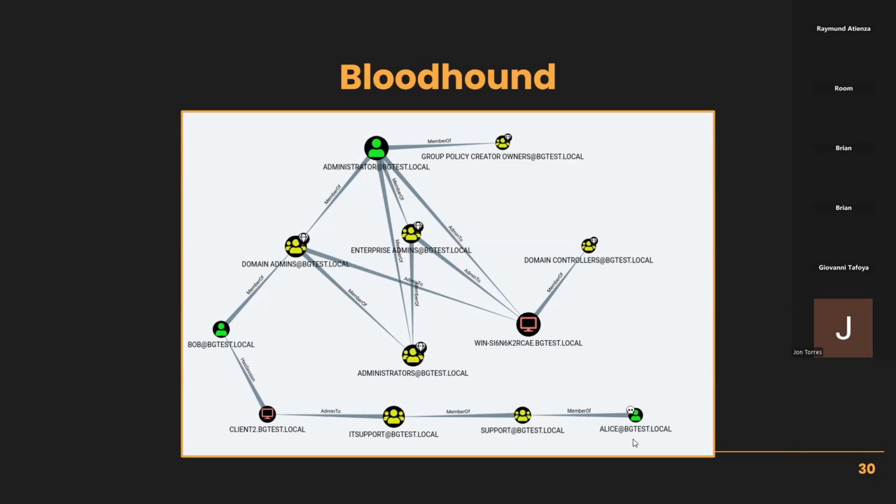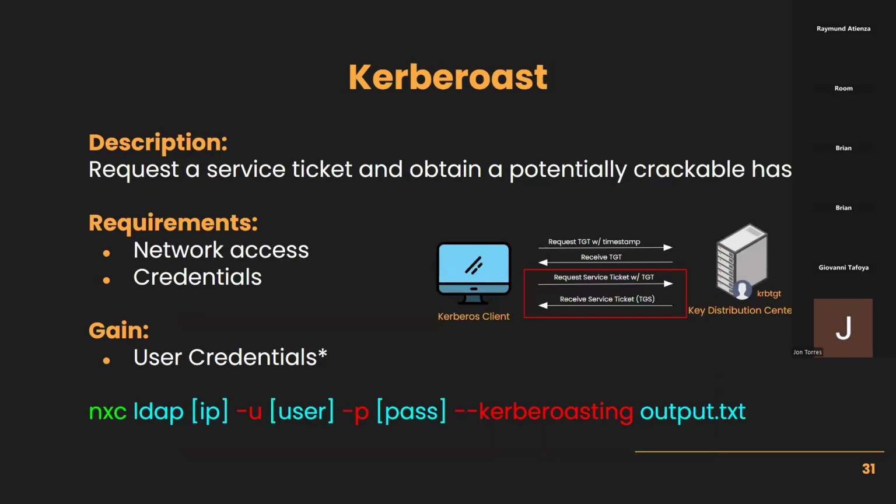So this user Alice is a member of this group, and this group is admin to that group. So this specific path here is a way to essentially gain a higher privilege user. So yeah, Bloodhound is just a visualization tool that pretty much guides you.